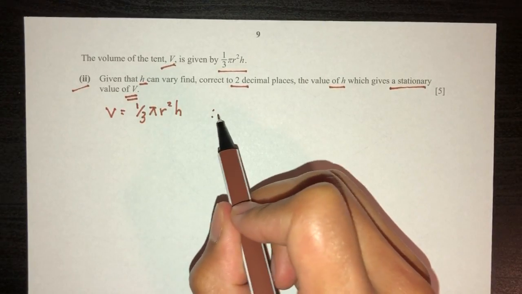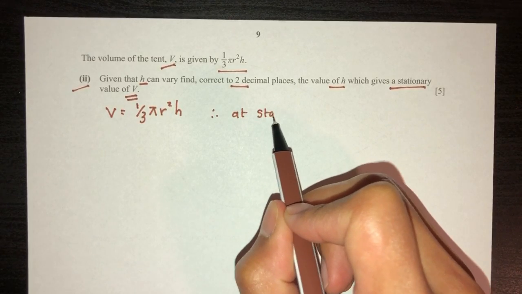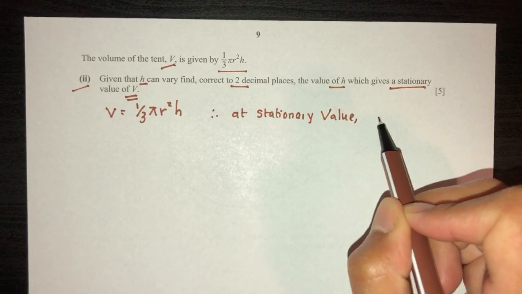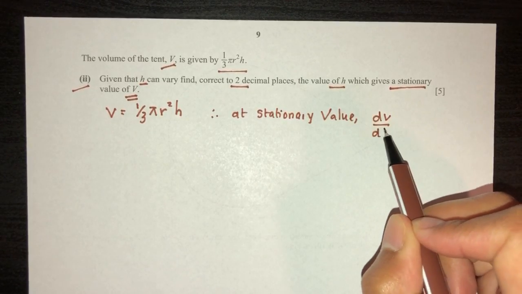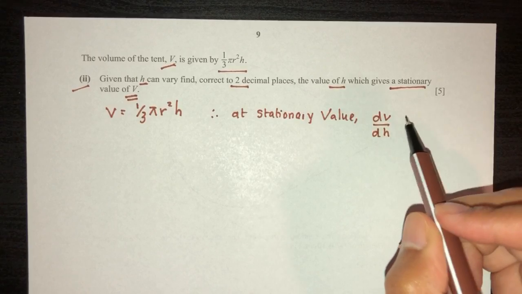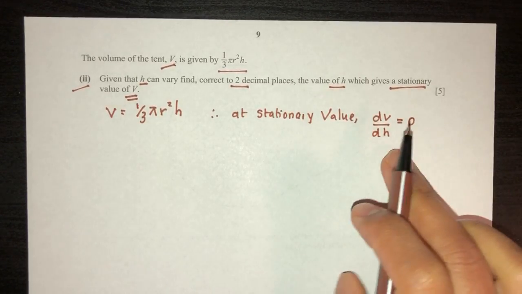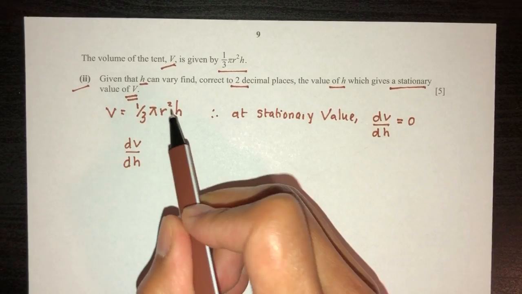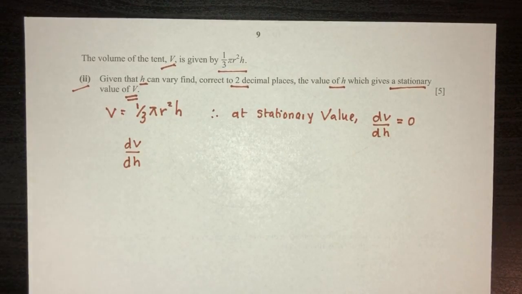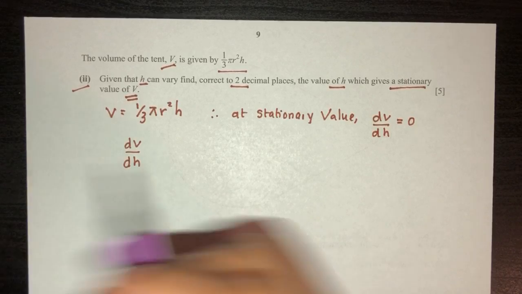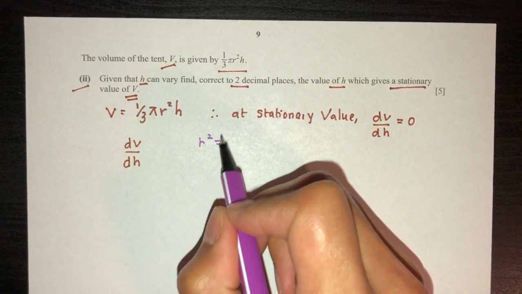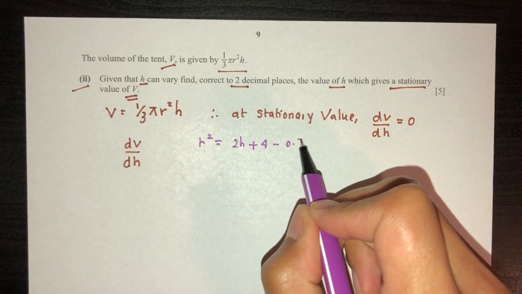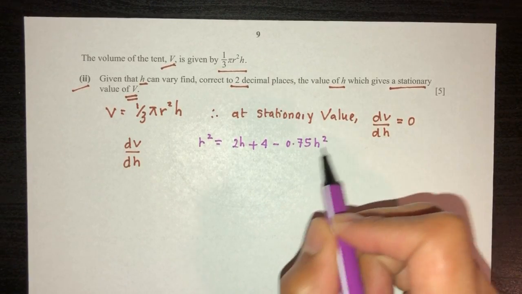So as you know, you would say at stationary value dv by dh, because h can vary, so you have to write dv by dh is equal to 0. So let's find this value. So what is dv by dh? So here you have r squared. So let's first simplify. So from part 1, we have seen that r squared is equal to what? 2h plus 4 minus 0.75h squared. That is from part 1.